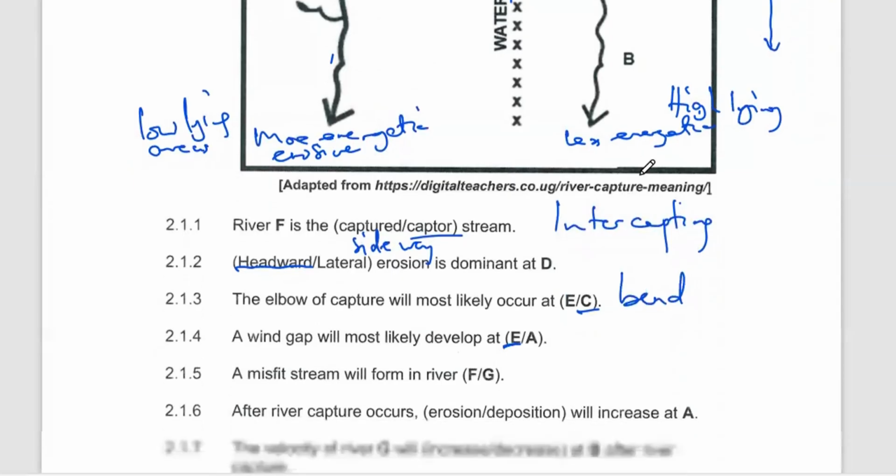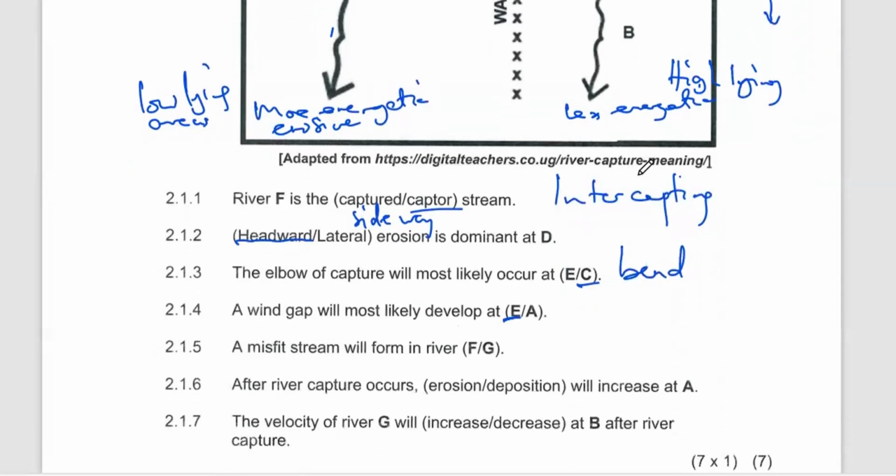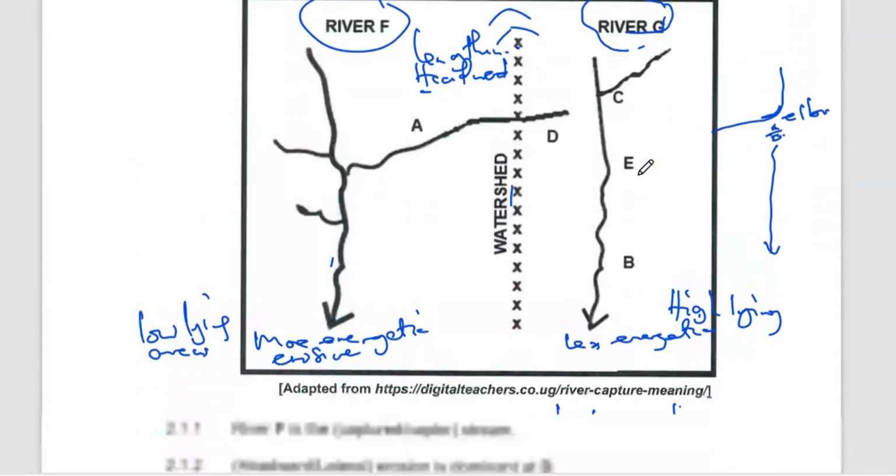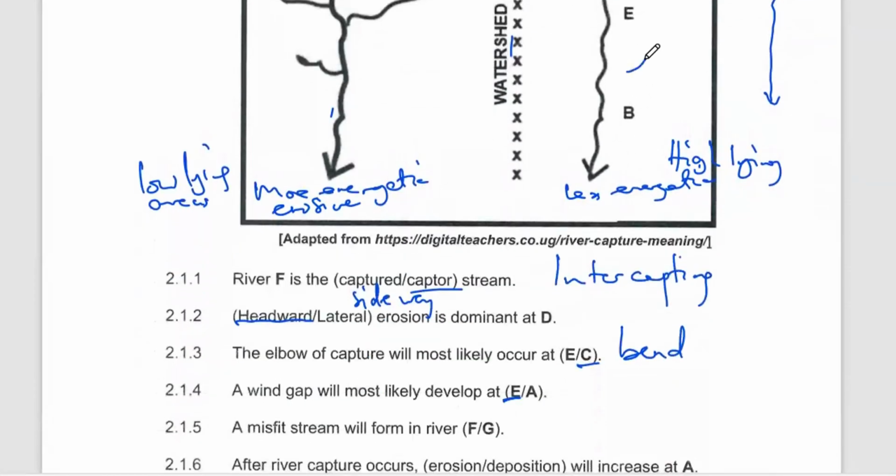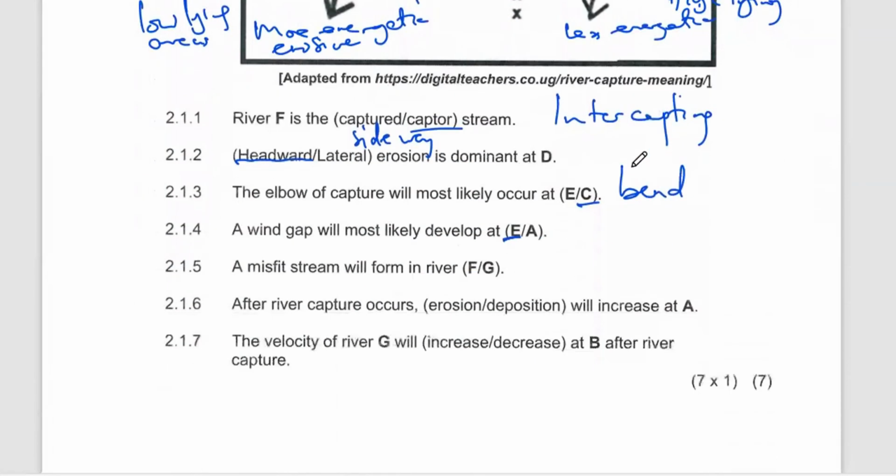Right, moving on to the next question. A misfit stream will form in river. Is it F or G? A misfit, we said, is going to form here as this river continues. So it's going to form at G.